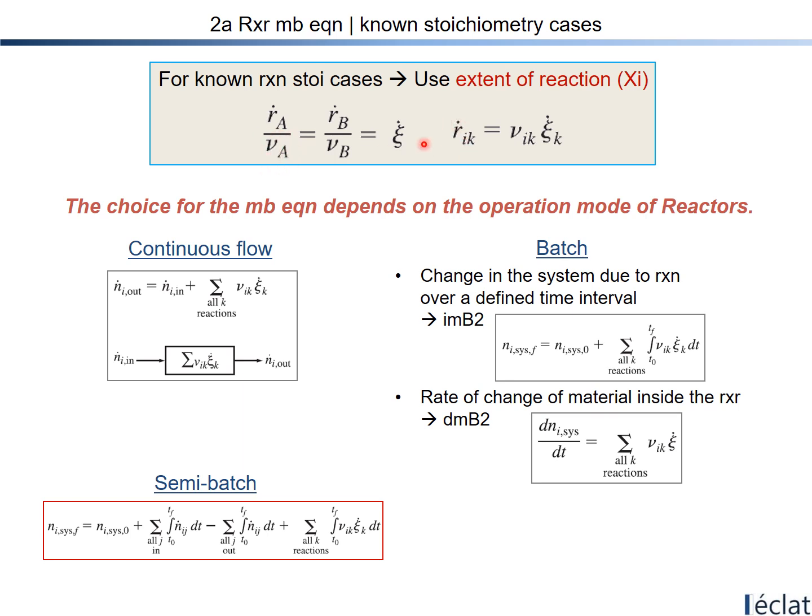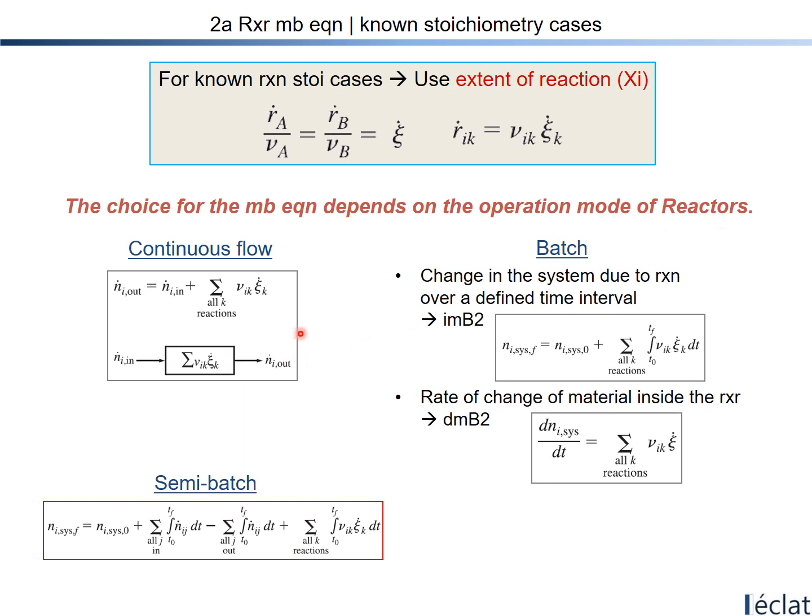Therefore, the reaction rate can be described by the extent of reaction with the stoichiometry coefficient. I is the index for the compound involved in the chemical reaction equation, and K is the index for the chemical reactions. The choice for the material balance equation depends on the operational mode of reactors.